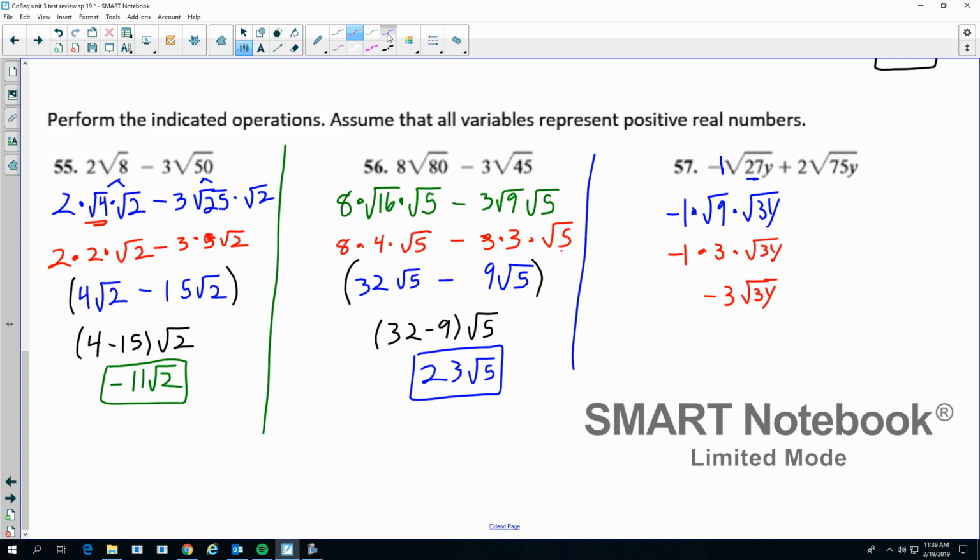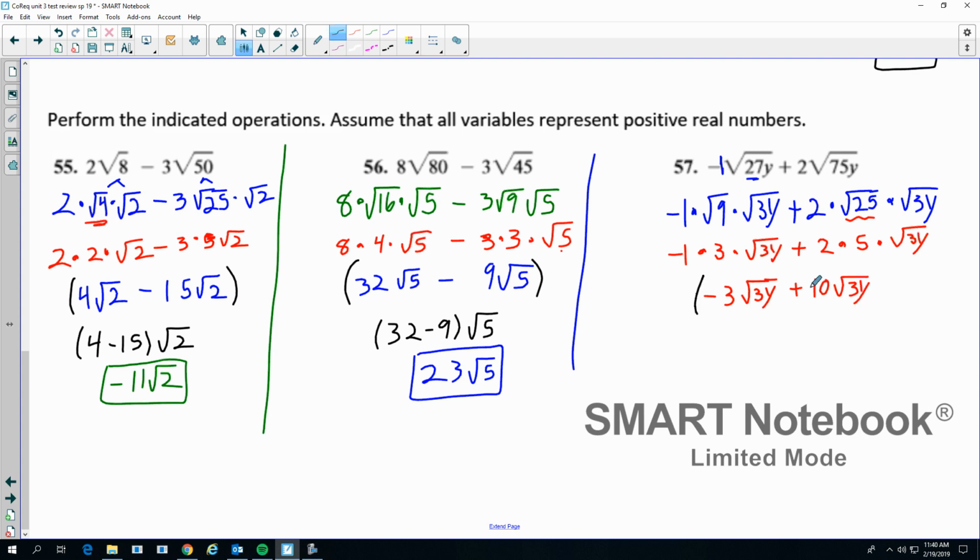Okay, now on the second one, kind of similar, I'm going to break up that 75. I can break that up into a 25 times the square root of 3y. So 25 times 3y would be 75y. But we want to leave it like this so I can evaluate that part right there. So that's going to give me 2 times 5, and then times the square root of 3y. And 2 times 5 is 10, so I'm going to have 10 square root of 3y.